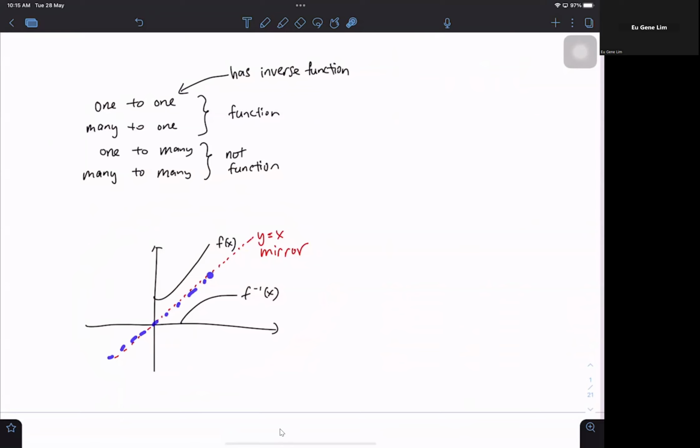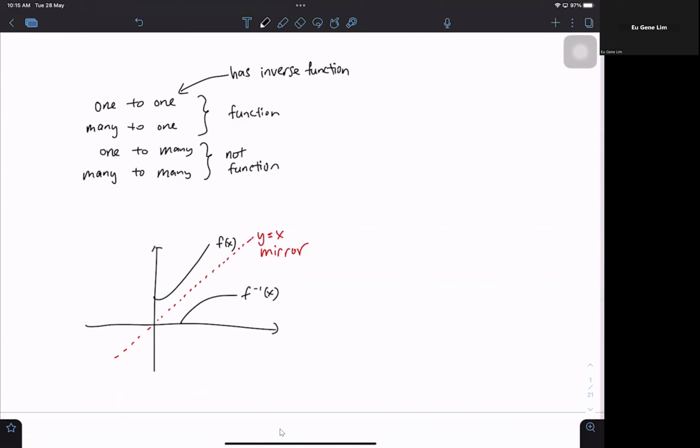This line, y equal x, is the mirror. This is the original function. Then after reflect, it becomes the inverse function. Reflect, 反射. So you treat this as a mirror. The original function is here, this is the mirror, so once you reflect, it becomes the inverse function. Just like that. That's all. This one you also take a picture or screenshot.